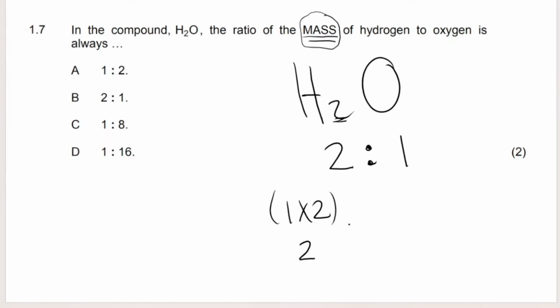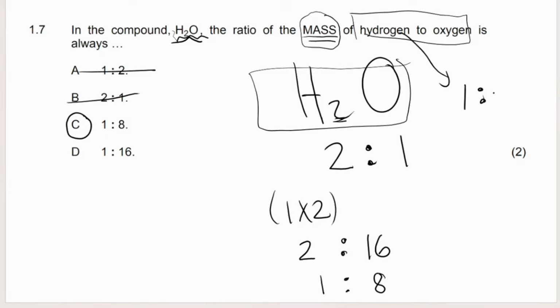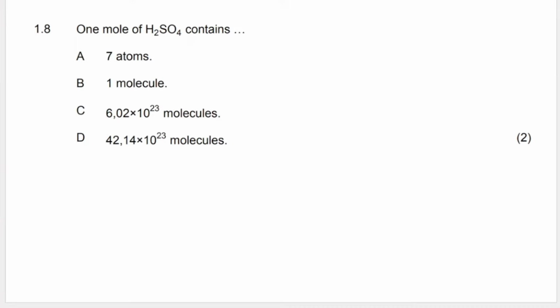If I put that in a ratio with the mass of oxygen in this compound, we know that oxygen's atomic mass is 16. Now look, if I simplify that ratio, I divide both sides by 2, I'm going to get 1 to 8. So can you see that the answer is actually 1 to 8? The 1 to 2 and 2 to 1, that's referring to the number of atoms. That's not what the question asks for. They ask for the ratio of the mass. And they specifically say, in the compound H2O. If they asked for the ratio of mass of hydrogen to oxygen in general, then hydrogen's mass would be 1, oxygen's mass would be 16. But we're talking about this compound in particular, so the answer is 1 to 8.